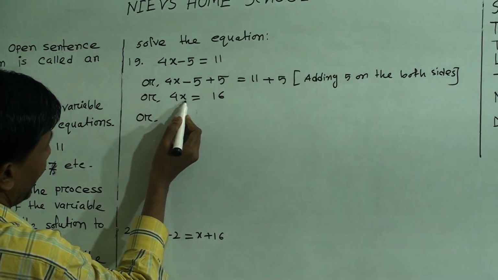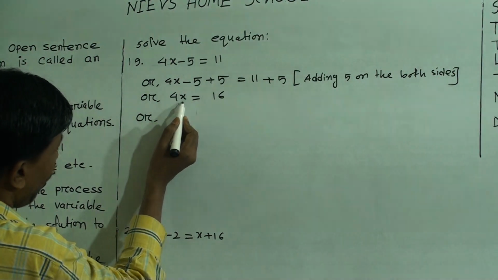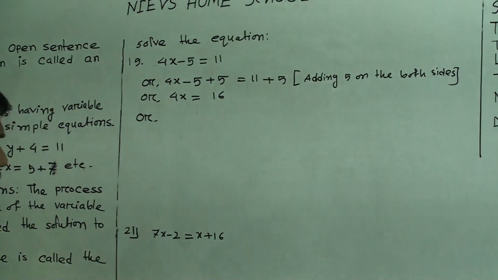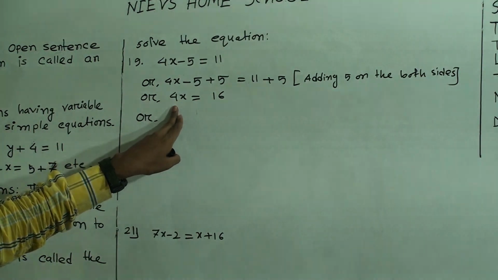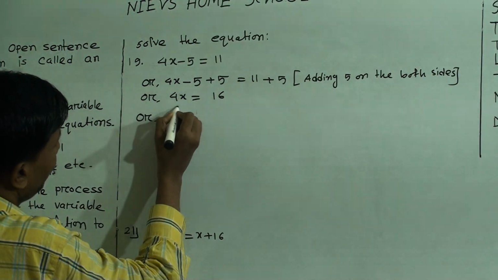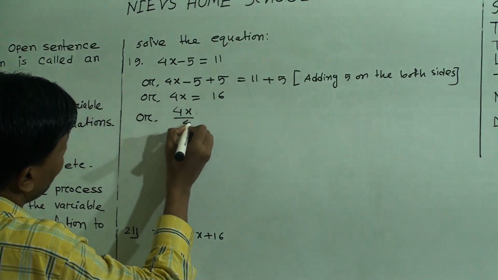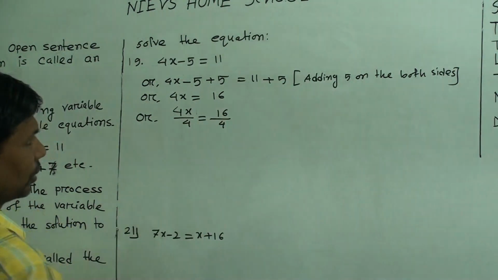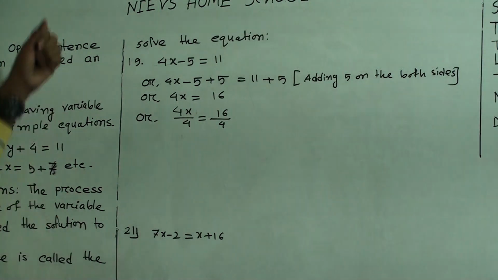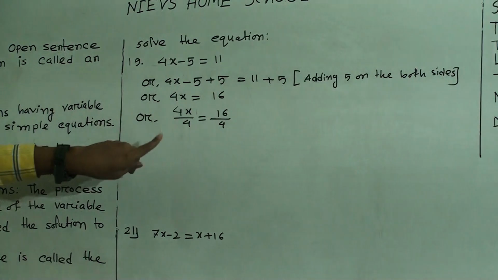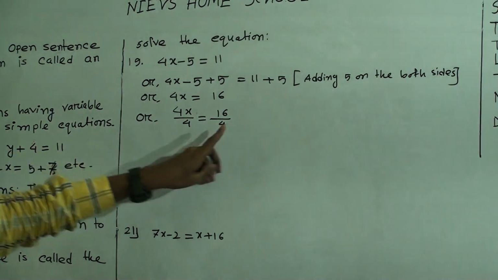Now see, here 4x, that means the coefficient of x is what? 4. The coefficient of x is 4. So you have to divide both sides by 4. That means 4x by 4 equal to what? 16 by 4. Okay, student? You know here 4 is the coefficient, so you have to divide by the coefficient 4 on both sides.